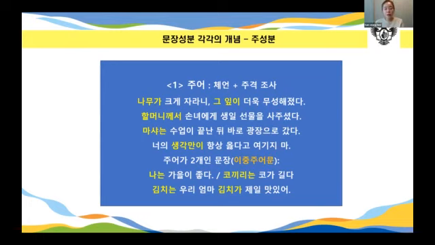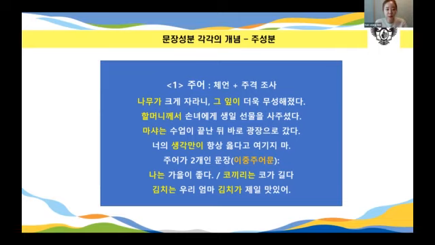Okay, let's see the main components. Number 1, 주어. The subject is formed by combining a noun, 체언, plus subject particles, 이/가. Do you know what else there is? Not only 이/가 are subject particles. I brought the basic form as an example. Let's first read all the sentences together.